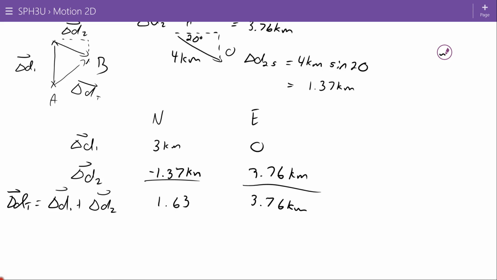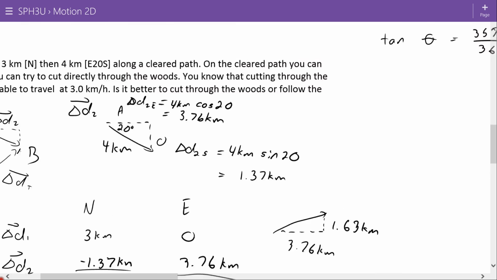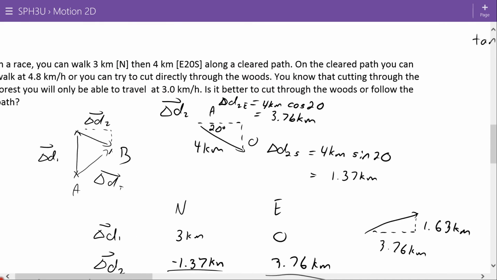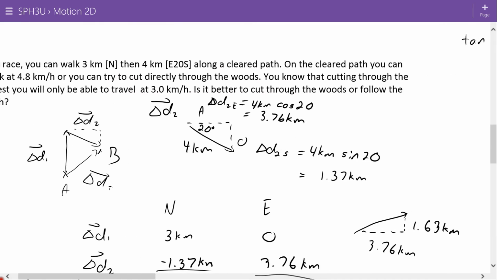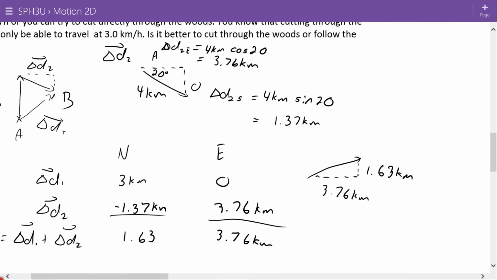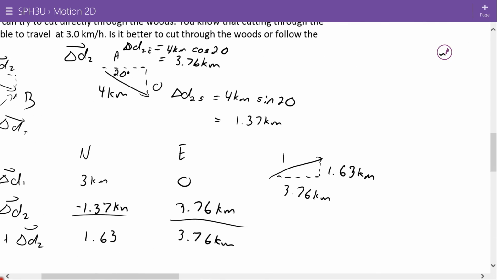To recombine, I should put the larger thing first to be polite, then the shorter thing. 3.76 kilometers, 1.63 kilometers. So to answer the question here, remember I'm just trying to figure out who's going to get there first, or which way is the faster way. It's not actually asking me for a velocity or anything like that, so I don't have to worry about the direction. I'm just interested in the magnitude of the hypotenuse here.